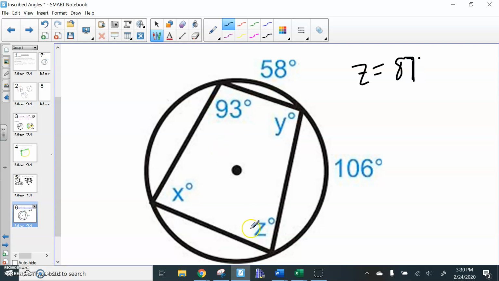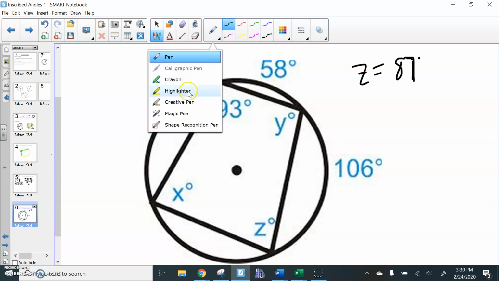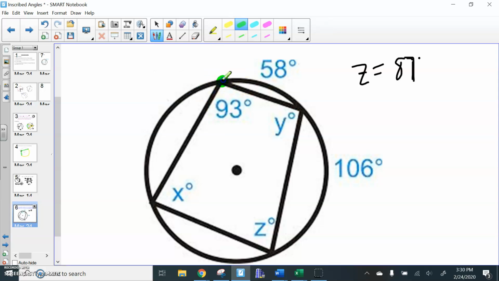87 degrees, okay? Now, X and Y, that's a little bit trickier to find. Well, I know X plus Y add up to 180. Well, notice here, I've got some measures on the outside of the circle. So I've got the arcs. I know this part is 58, and I know this part right here is 106. Well, that makes up this inscribed angle at X. So X is the inscribed angle, and it creates this intercepted arc of 58 and 106.